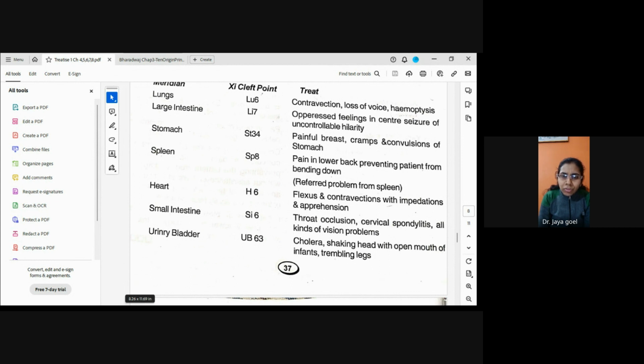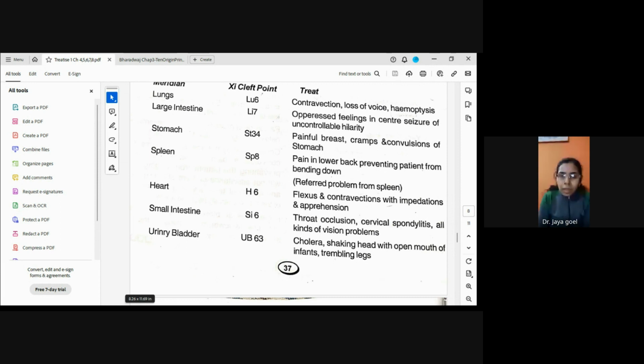Heart, H6, is the cleft point, for fluxes and contraction with impediment and apprehension. If the patient is always apprehensive about something, then we should give treatment on H6. If you don't understand, we should tonify or sedate. You can apply methi seeds only. It will also work.